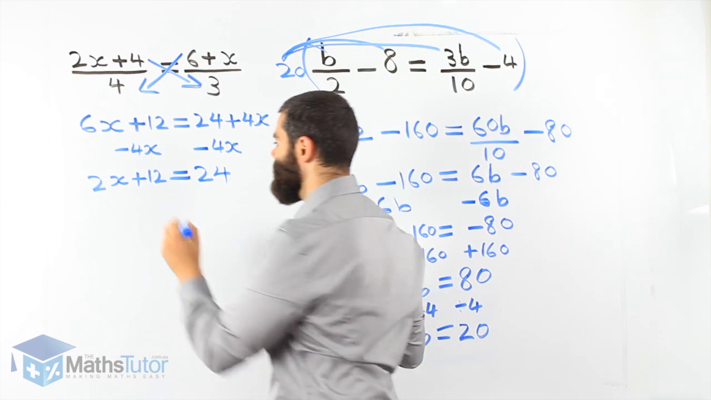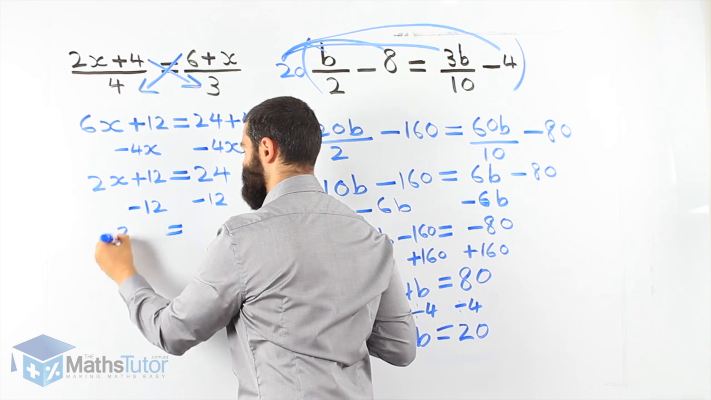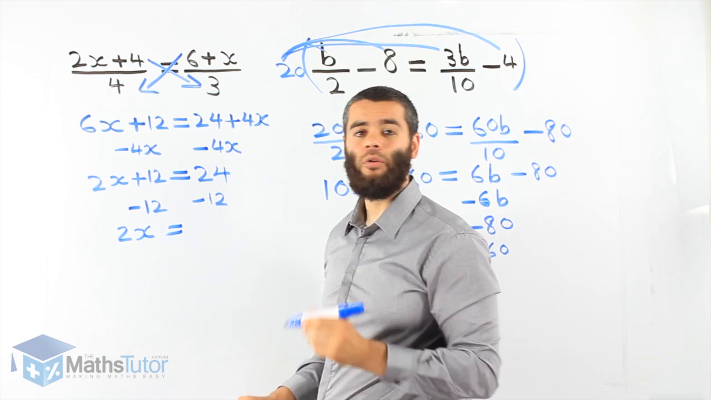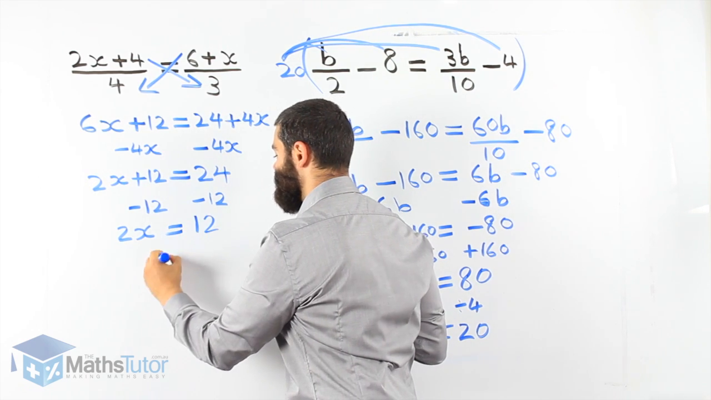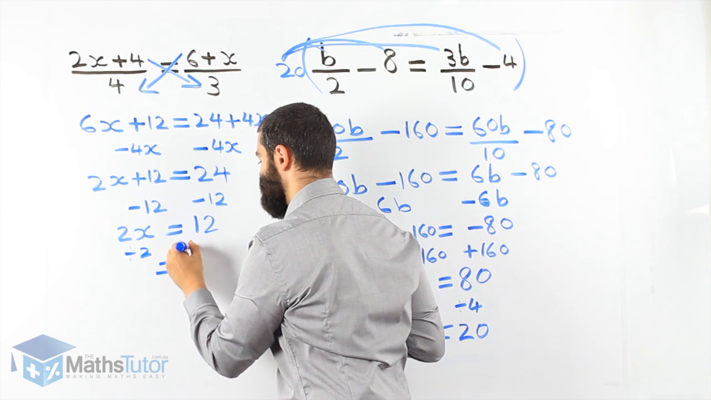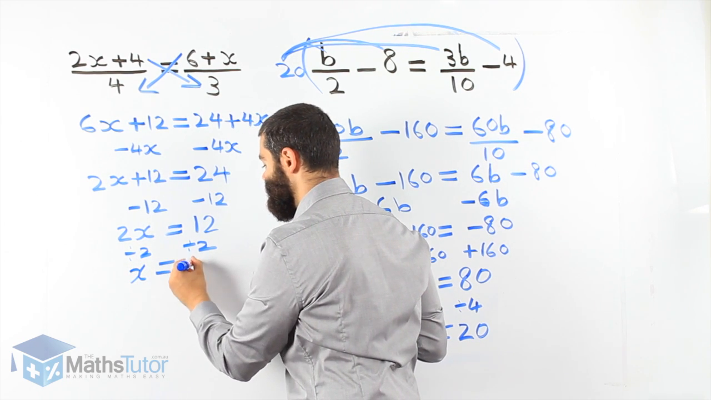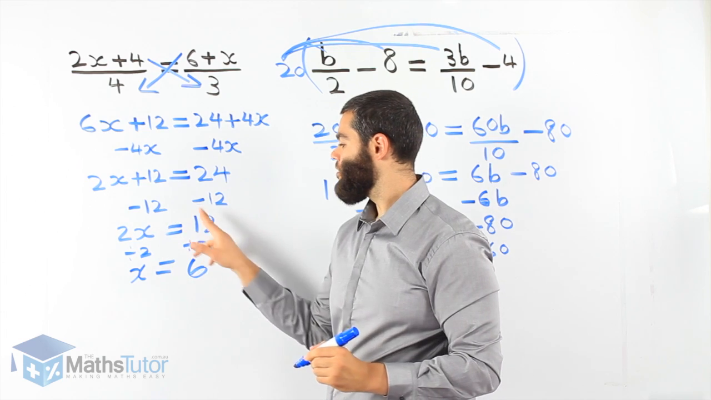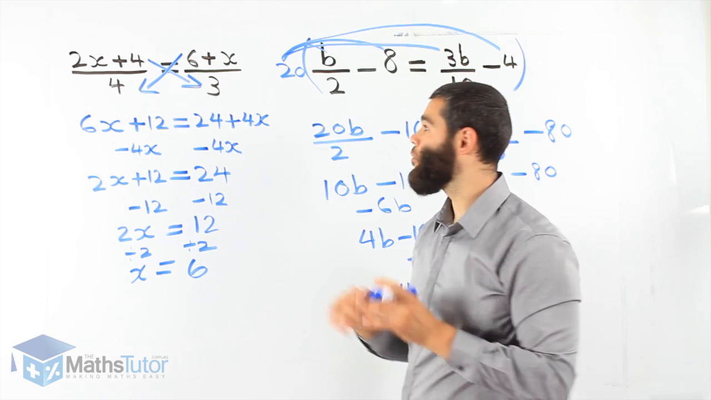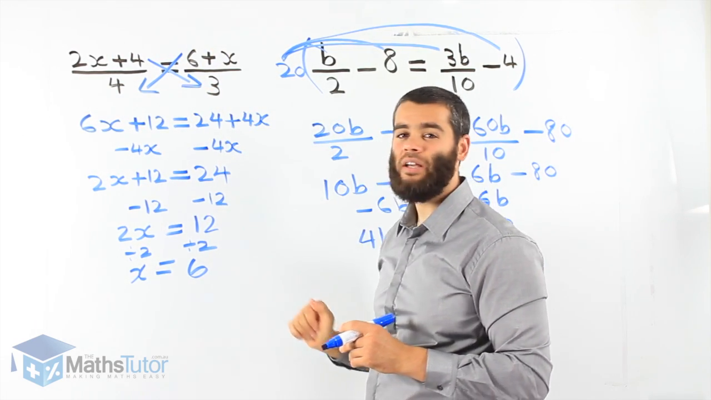Now, simple equation, minus 12, 2x, 12 minus 12 is gone, and 24 take away 12 is 12. And now we divide by 2 and divide by 2, and x is going to be 6. 12 divided by 2 is 6, x is going to be 6. It's another way to do it.